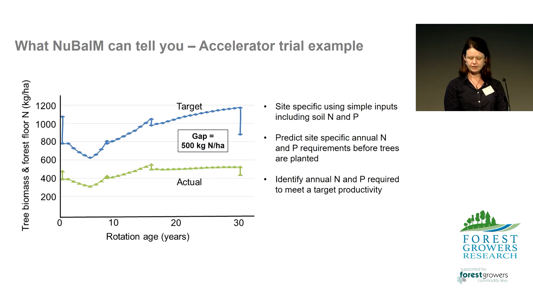The graphed example here is from the Southern Kaingaroa Accelerated Trial. It shows the amount of nitrogen in the tree biomass and the forest floor over one rotation for the actual productivity, what you're growing there, and an aspirational target productivity, of which we picked 20% above what we had. What the model run shows is that there is a 500 kilogram per hectare nitrogen gap. This gap must come from either external inputs or through making better use of what you already have. For example, the soil actually holds 2,440 kilograms of nitrogen already, but much of that is unavailable for plant uptake.